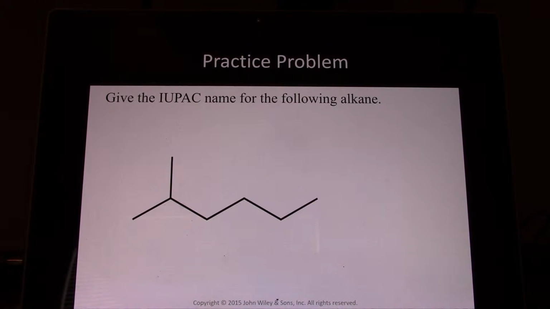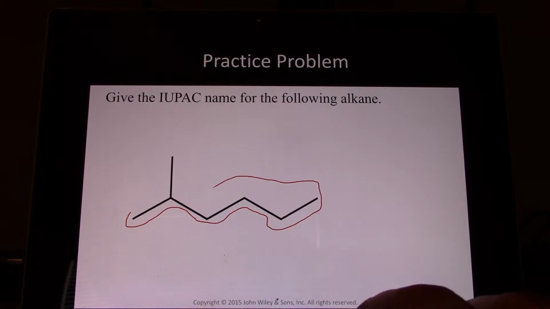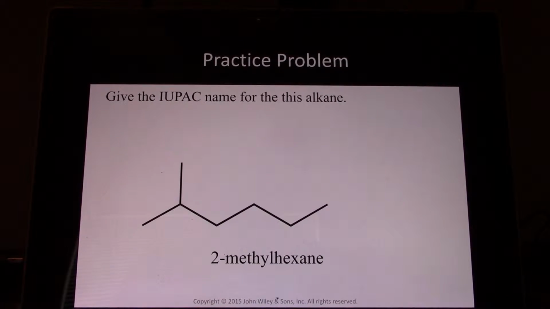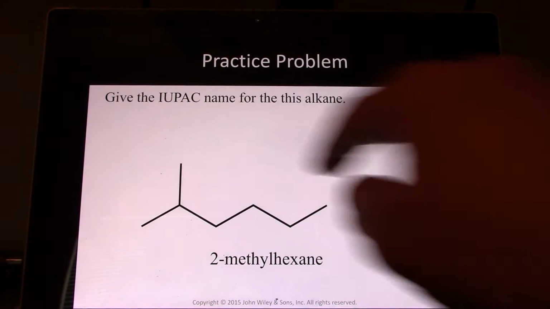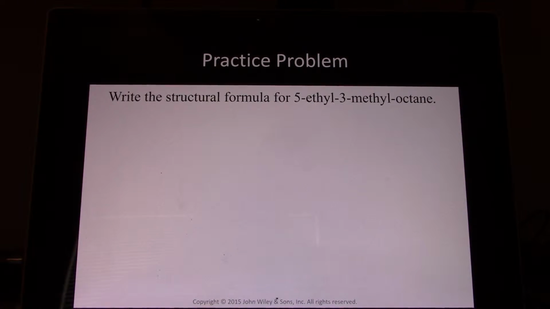So give the IUPAC name for the following alkane. Well, let's find the longest chain. We got 1, 2, 3, 4, 5, 6. And then our branch is coming off of carbon 2: 2-methylhexane. If we counted from the other way, we would have gotten 1, 2, 3, 4, 5. We would have gotten 5-methylhexane, and that's not as good of an answer as 2-methylhexane. You always want the lowest number.